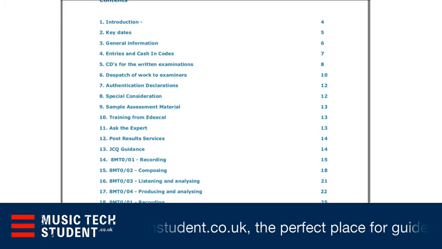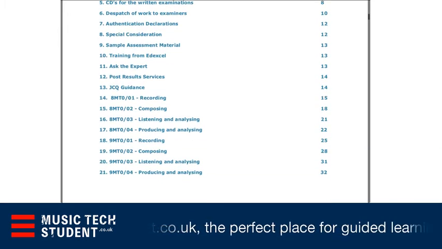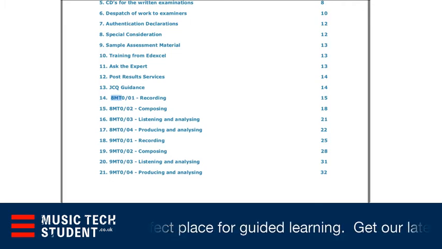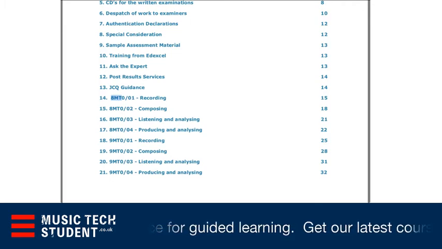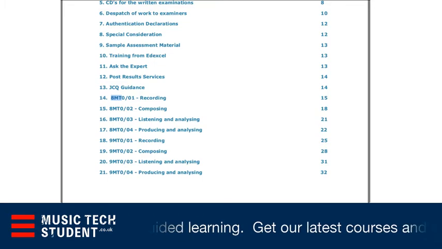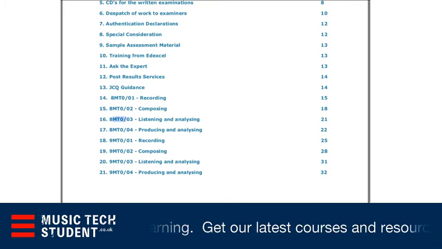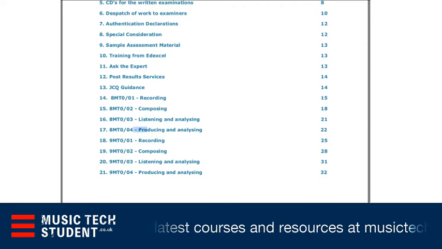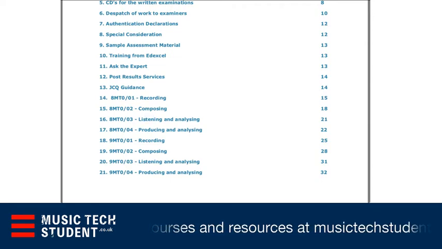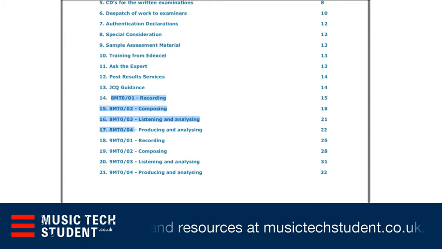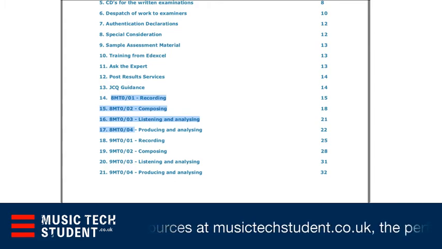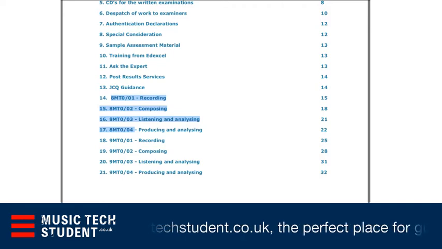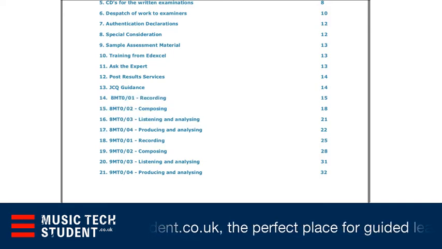So if you're teaching AS, you're looking at anything with an 8 in it. So 8MT1 recording is for AS, 8MT2 is the composing for the AS. And then there's component 3, which is listening and analysing, and then component 4, producing and analysing. So all of these ones here with the 8 in, that is all AS. So if you want to check your own guidance, if you're teaching AS, these are the ones you should be checking. If you're teaching A2, sorry, that's old money.